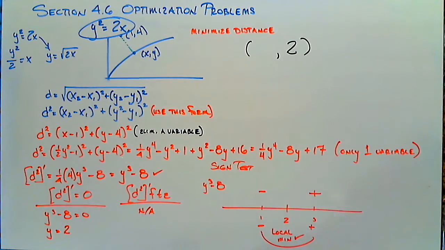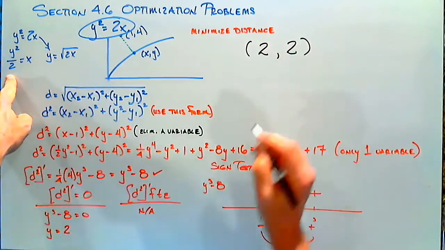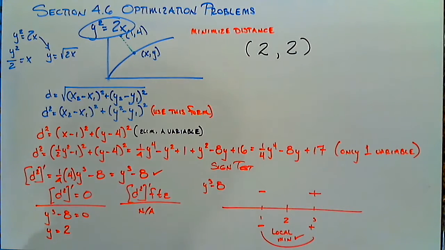Now, where are we going to go to find x? Well, we have a formula right here that will help us find x. x is equal to y squared over 2. 2 squared is 4, divided by 2 is 2. So our point that minimizes the distance is the point (2, 2). All right, so there's our third example.